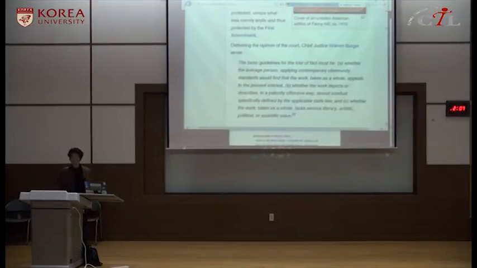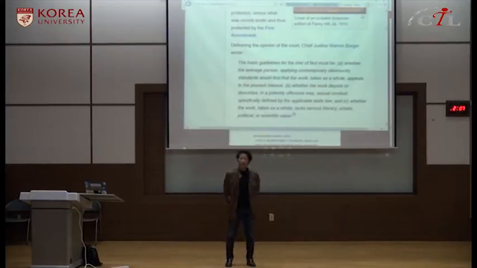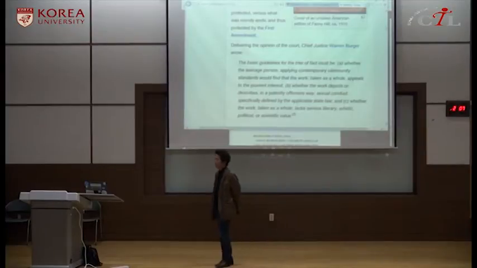The second element is whether the work depicts or describes in a patently offensive way sexual conduct specifically defined by the applicable state law. So it has to explicitly show sexual activities. And the third element is interesting, whether the work taken as a whole lacks serious literary, artistic, political, or scientific value. Now, you should think about why this third element was added there.